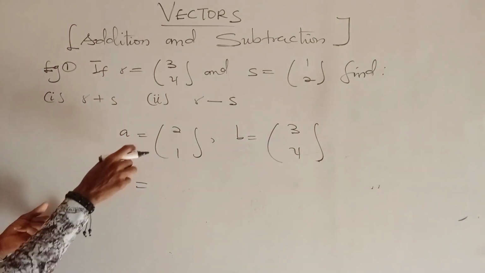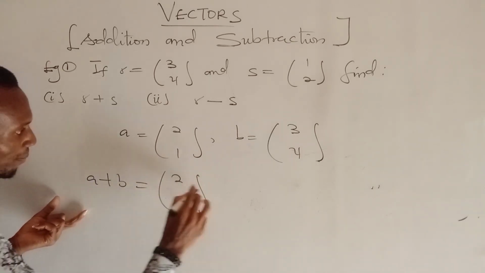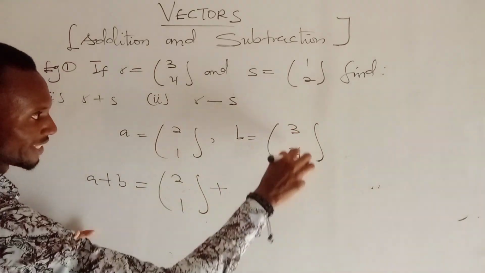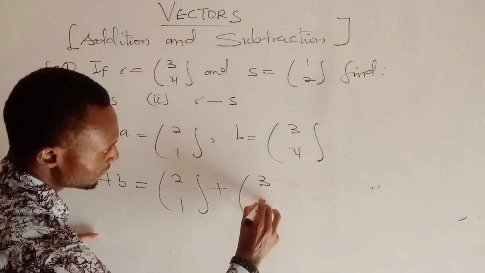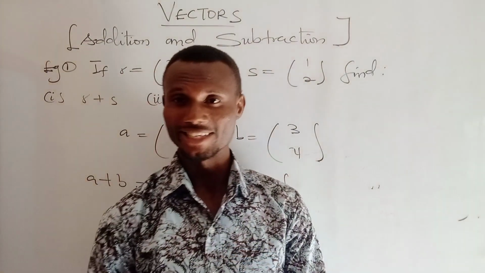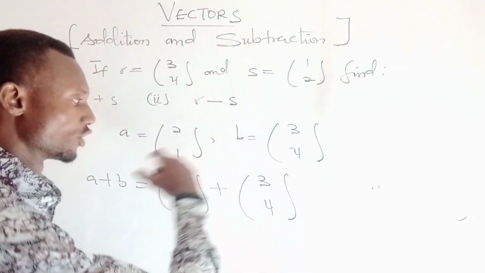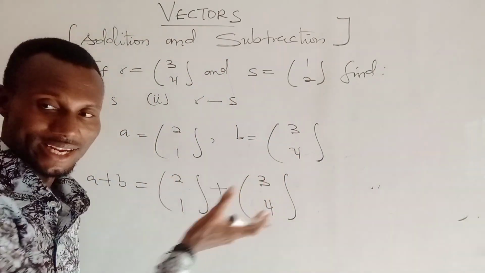So what's the value of the vector A? 2, 1. So you write your 2, 1, then bring your plus. The B is given to be 3, 4. You write your 3, 4. How do you add them? I've explained to you, add the corresponding components. And what that means is that you add the top values and you add the down values.